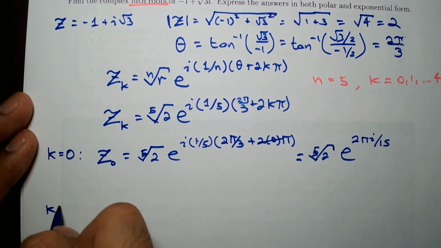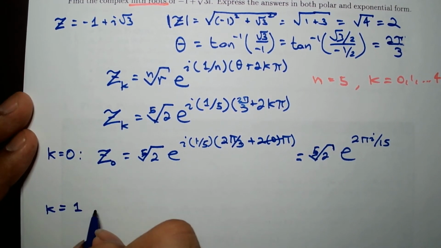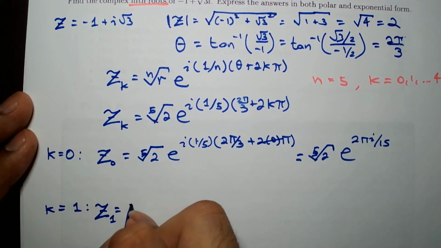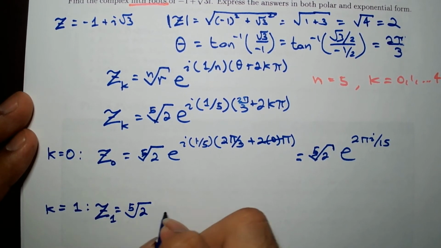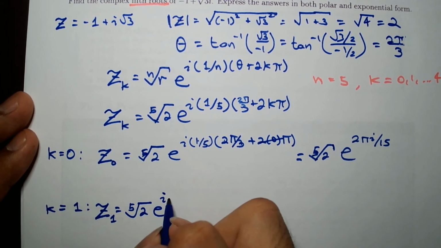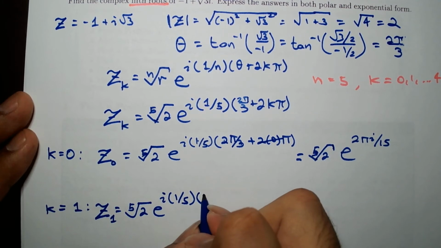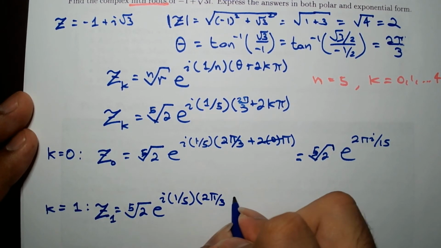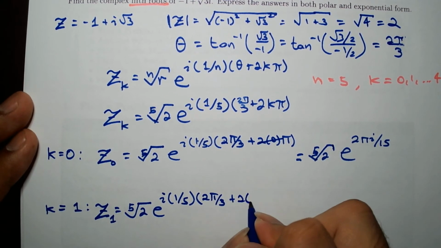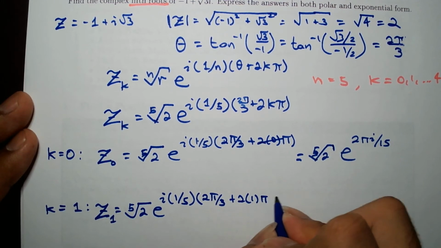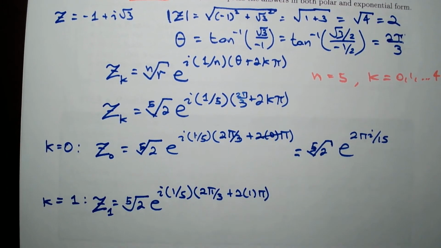For k equals 1, that is z subscript 1, that's the fifth root of 2, e to the i times 1/5 times 2 pi over 3, plus 2, instead of 0 this time it's going to be a 1, times pi. Alright, let's simplify this.